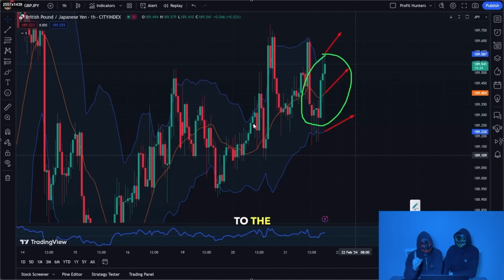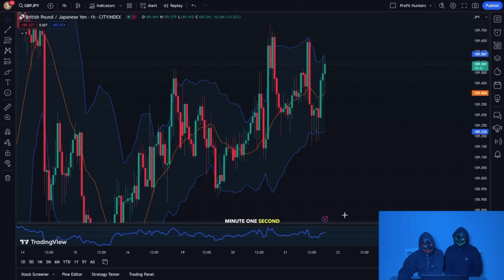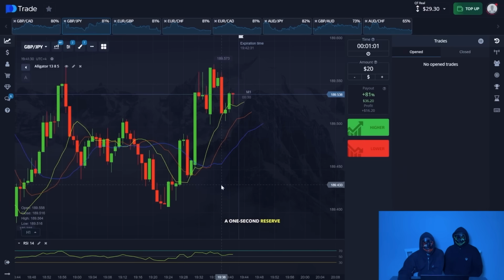Also pay attention to the RCI indicator, which is over 57. And it's a positive sign, friends. The trend will be moving up, and we'll now confirm this with you on the Pocket Options platform. We have $29 in the balance. We will open the first trade to increase this position, and definitely set 1 minute, 1 second so that you have a 1 second reserve. It can save you.